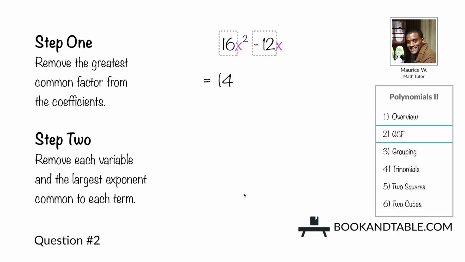Let's have a look at question number 2. We were asked to factor 16x squared minus 12x. Step 1, remove the greatest common factor from the coefficients, 16 and negative 12. That would be 4. Step 2, remove each variable and the largest exponent common to each term. We have x squared in one term and x in the other term. So the largest x would just be x. That is common to both. So the greatest common factor of 16x squared minus 12x would be 4x.